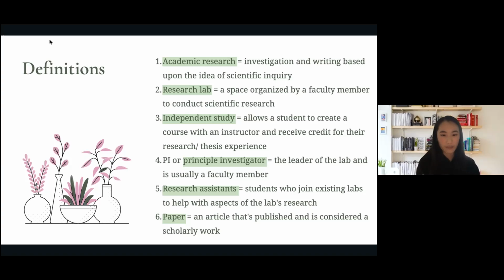And we also have paper, which is an article that's published and is considered scholarly work. And I will hand it off to Nayeli.